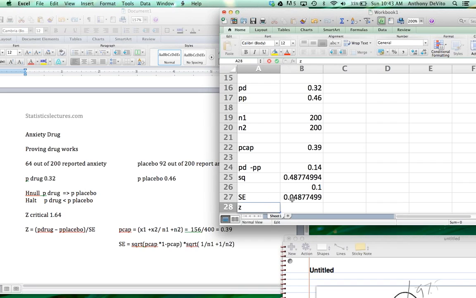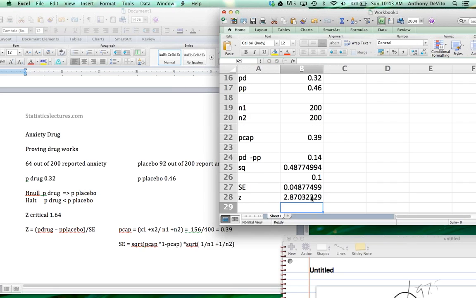Okay, so now my z-score is equal to, hopefully you'll be able to follow it because I'm trying to do 9 things at once over here, is equal to my differences divided by my standard error, which it finally comes down to, and I get a z-score of 2.87.